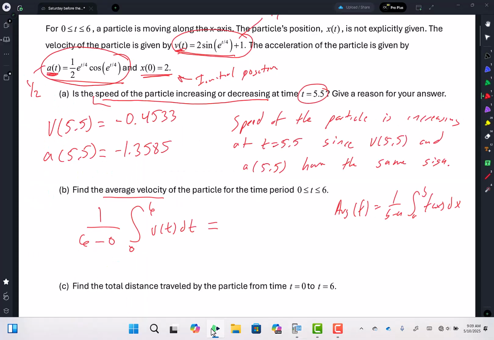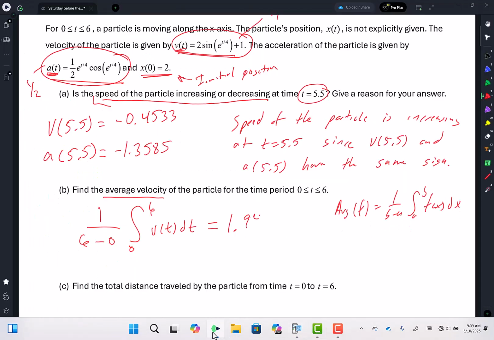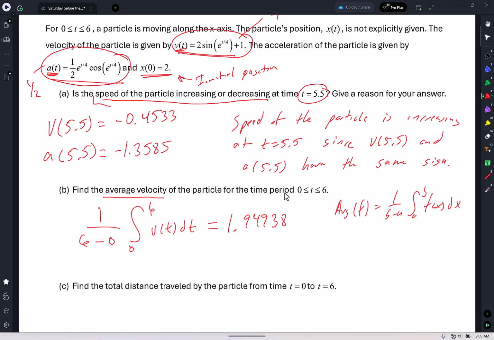If there were units, you would put units, but there aren't any units on this. The answer is 1.94938. And that's it. We feeling okay, guys?